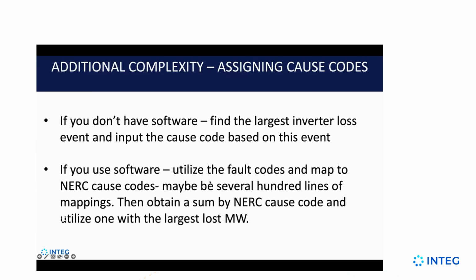Now, if you're using the software, what we do is we utilize the fault codes and map to the NERC cause codes. This may be several hundred lines, but it's just a one time. And then what we do is we sum by that NERC cause code after we've done the translation, and we pick the one with the biggest cause code that had the largest loss megawatt, and then we assign that cause code. So for our purposes, when we have the fault codes or other codes, or the OEM codes, users don't even need to put in the NERC cause code. So it becomes fully automated at that time, which is really nice.